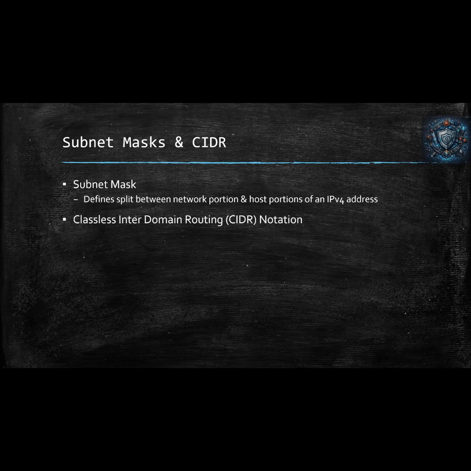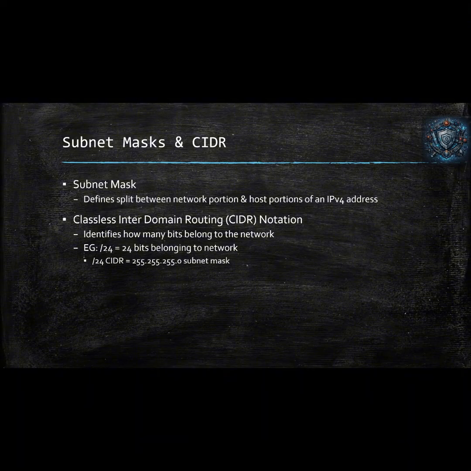So now what is a subnet mask? Well, it defines a split between the network portion and the host portion of an IPv4 address. This goes back to that CIDR notation, which helps us identify how many bits belong to the network. So if we have a /24, that means 24 bits belong to the network, which equals this subnet mask.